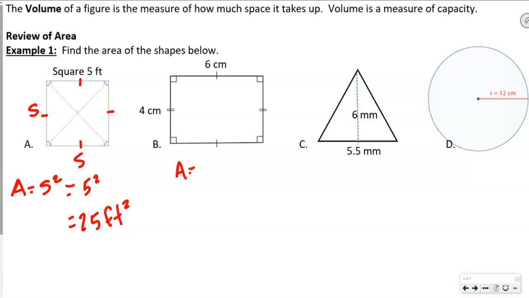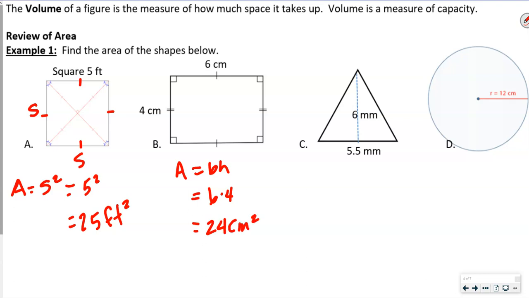Here is base times height. So we're going to do base, whoops, got my eraser there. It's equal to base times height. This is what's on the formula sheet, okay? So the base would be 6 and the height would be 4. So we're going to do 6 times 4, and that's 24. And this time it's centimeters squared.